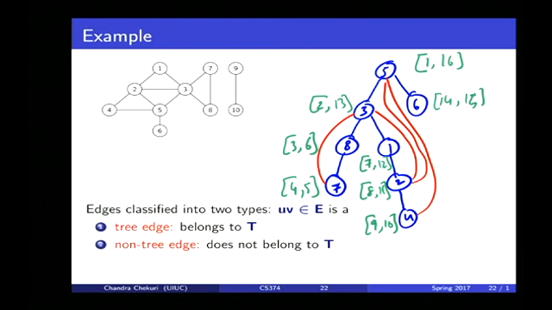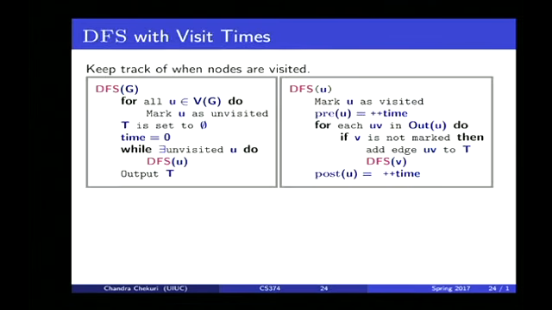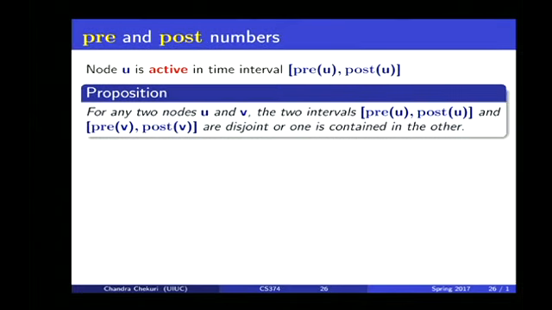So what properties do these numbers have? The intuitive property is that the node U is active in the time interval pre-U to post-U. And what is a crucial property about the way we are exploring this, because of the recursion, for any two nodes, how do these intervals look? Each of them is a time interval. My claim is that for any two nodes, either the time intervals are completely disjoint or one is contained in the other. I can't have overlapping, because of the way I'm doing recursion. That's an important property.